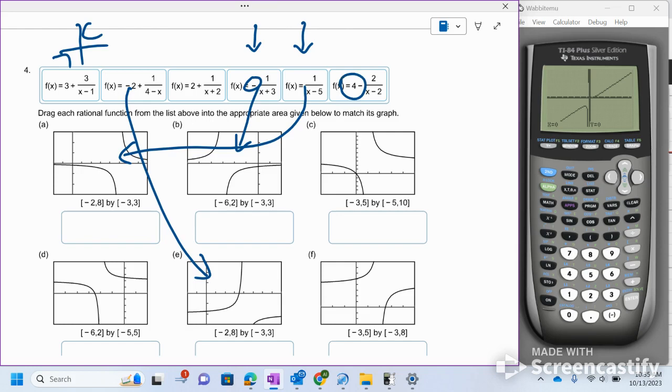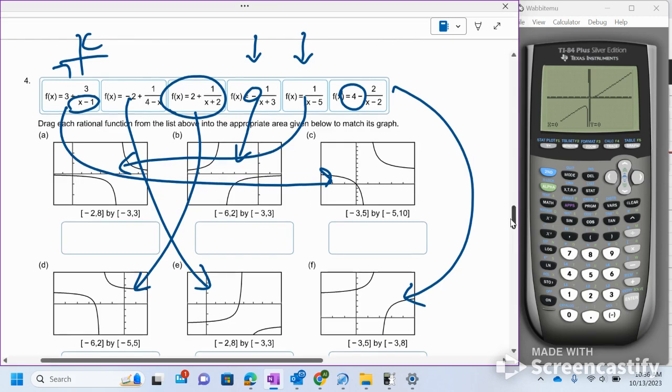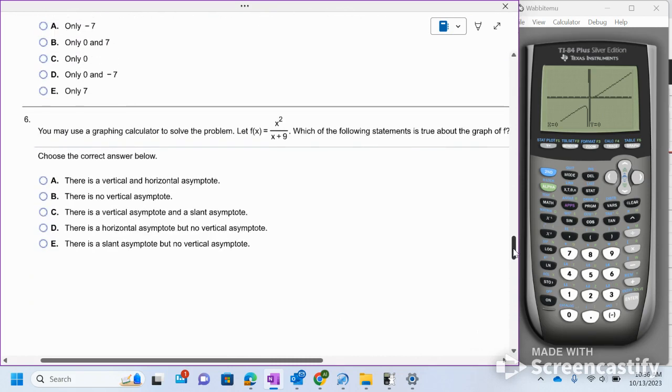This one goes up how far? 4. So going up 4 looks to be that one. Okay. This one goes up how far? 3. So I'm thinking that's C, and that has a vertical asymptote of 1, so that makes sense. And so this one goes up by 2 and goes to the left 2 as well, so it goes there. So you just take the attributes of it and figure out which one goes where. I think we have a couple of those. No, just one.